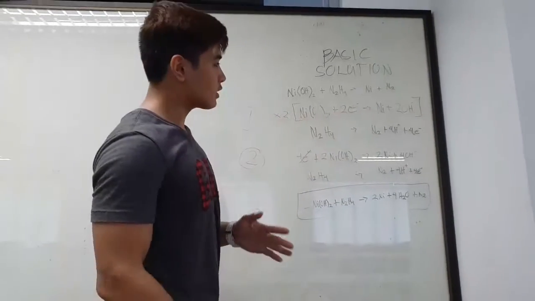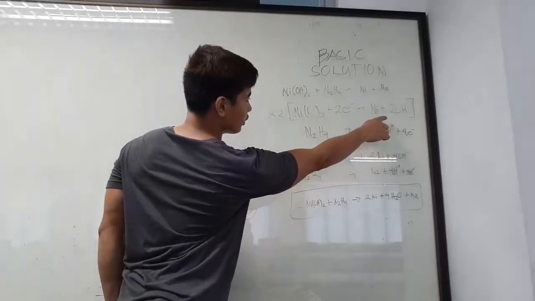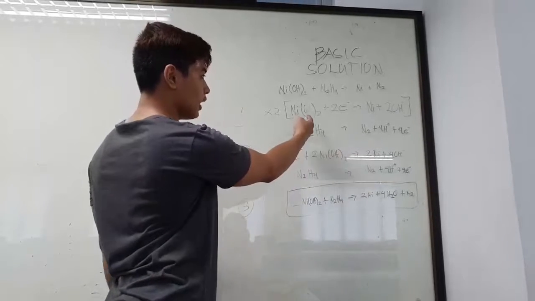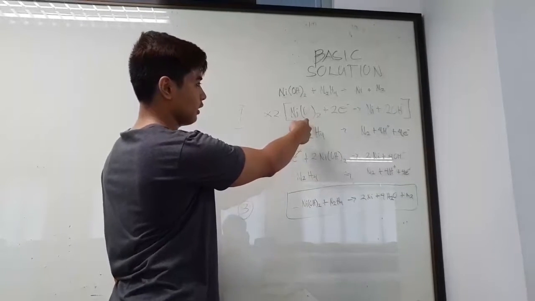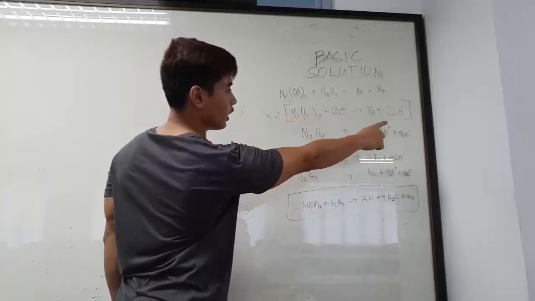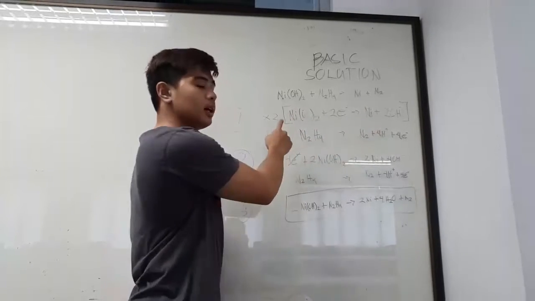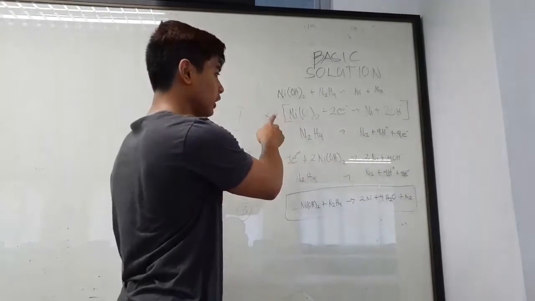For them to be balanced, we add 2 OH to the product side to balance the reactant side. And now we have a 2 negative charge here. We must also add 2 negative charges here in the reactant side.